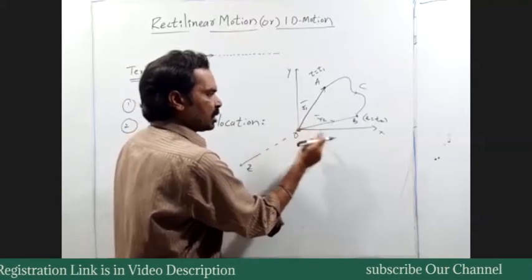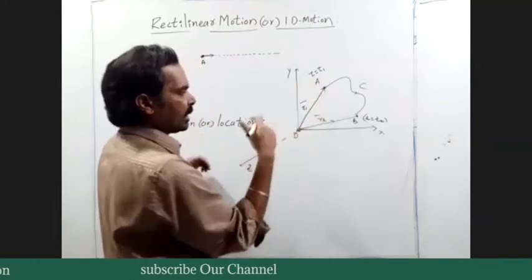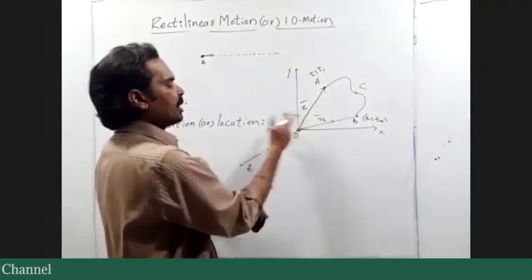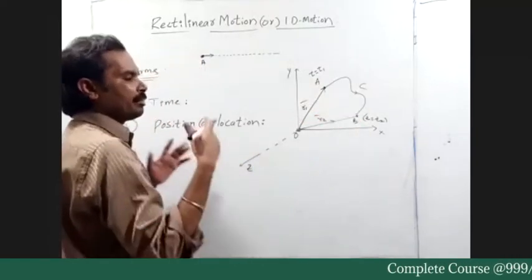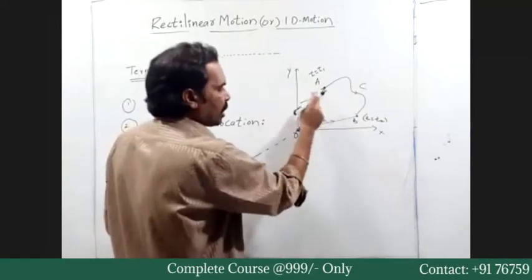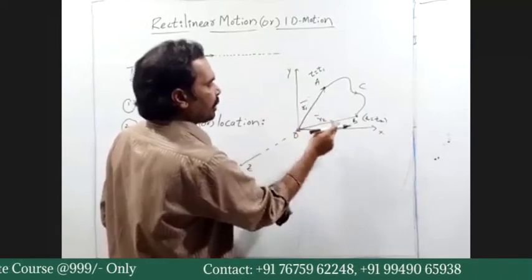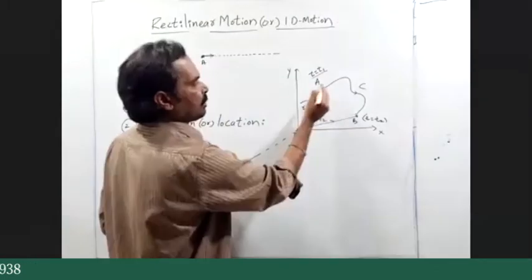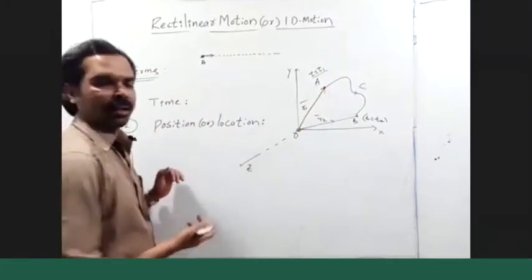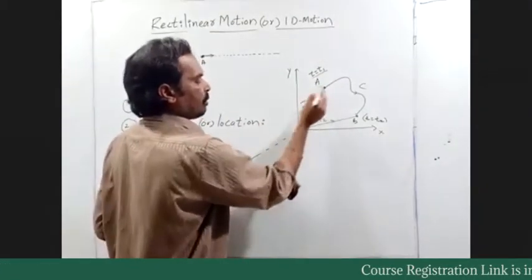With respect to this frame of reference system, we can specify the position or location of a moving particle at different instants. In this diagram, the moving particle, at instant time T1, is at point A, whose position vector is R1 bar.